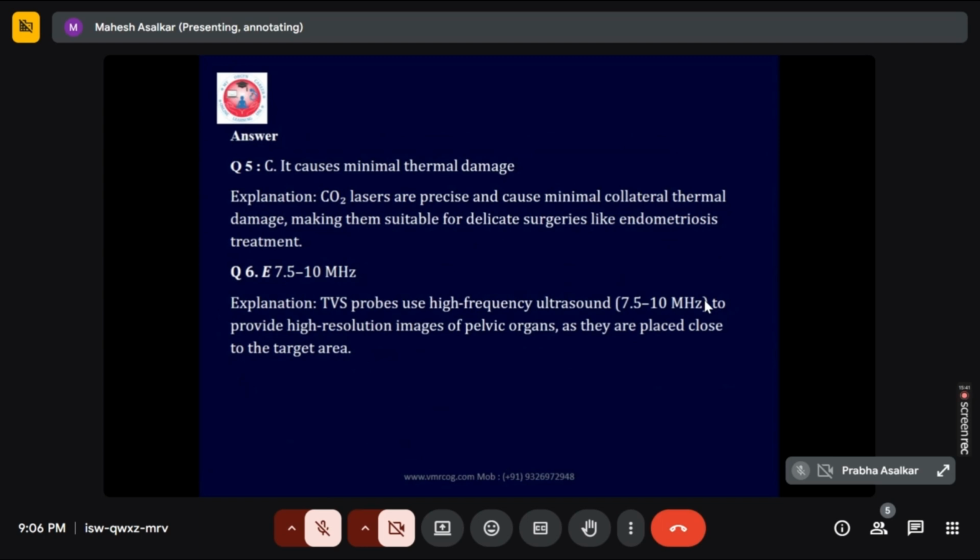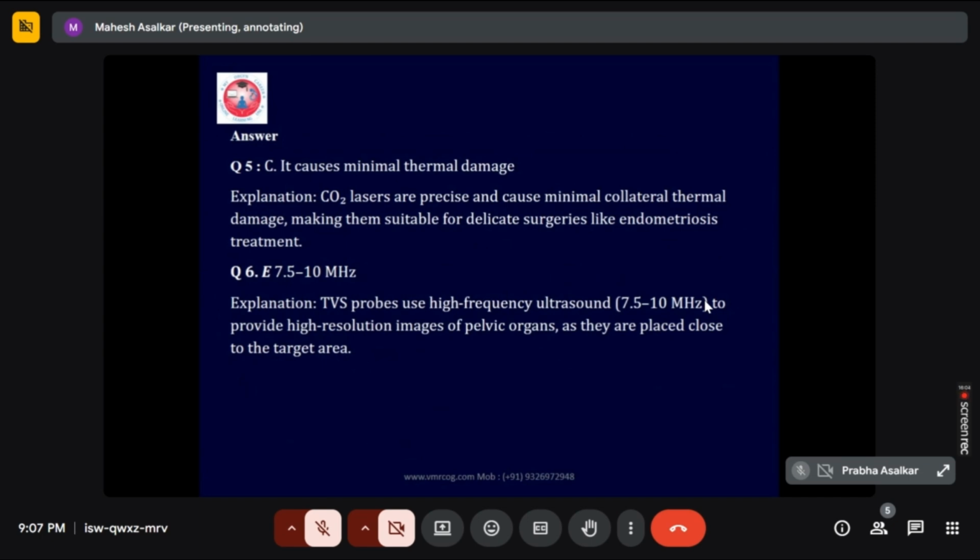Okay. So question number 5 is C. It causes minimal thermal damage. CO2 lasers are precise and cause minimal collateral thermal damage, making them suitable for delicate surgeries like endometriosis treatment. Question number 6 is 7.5 to 10 megahertz. TVS probes use high frequency ultrasound, 7.5 to 10 megahertz, to provide high resolution images of pelvic organs as they are placed close to the target area.